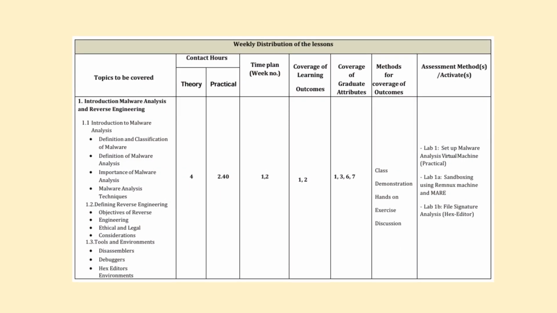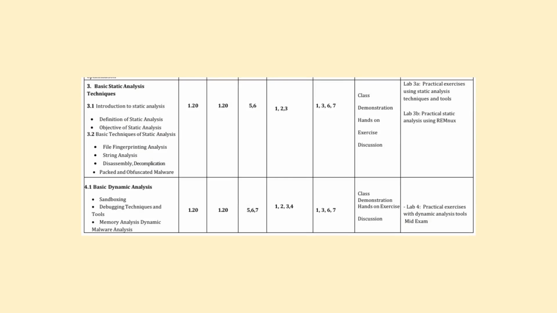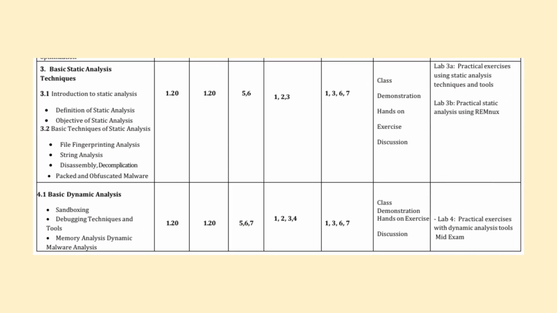Weeks 1 and 2 cover Introduction to Malware Analysis and Reverse Engineering, including definition, classification, and tools, with hands-on labs and discussion. Weeks 3 to 4 focus on advanced assembly language concepts involving reviews of basic assembly language with corresponding lab exercises. In weeks 5 and 6, we'll cover basic static analysis techniques. This includes what static analysis is and why it's important, key methods such as file fingerprinting, string analysis, disassembly, and decompilation, and approaches to deal with packed or obfuscated malware. These topics will give you the foundation to analyze malware without executing it.